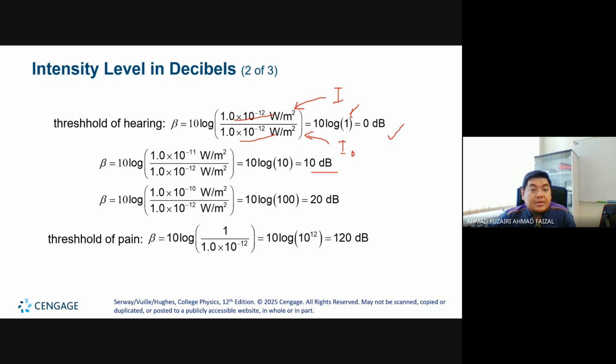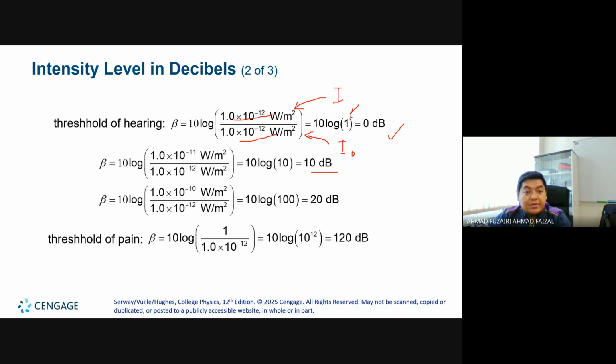So as the intensity goes down or increases, because 10 to the power of negative 12 is the least one. When 10 to the power of negative 11, the number looks like it is decreasing, but it is actually increased because we have cancelled out one zero. So 10 to the power of negative 11 is bigger compared to 10 to the power of negative 12 in terms of number.